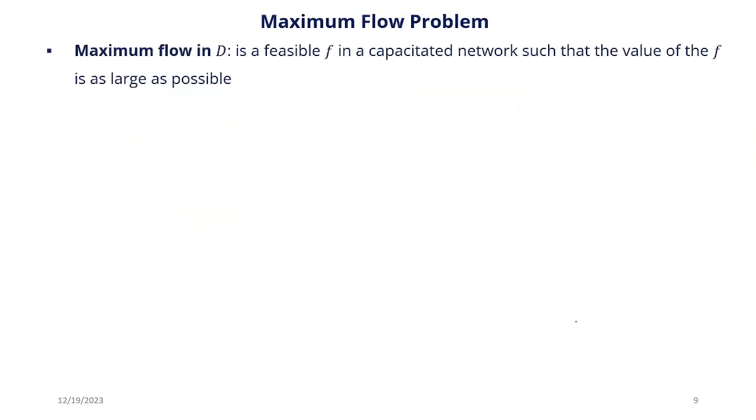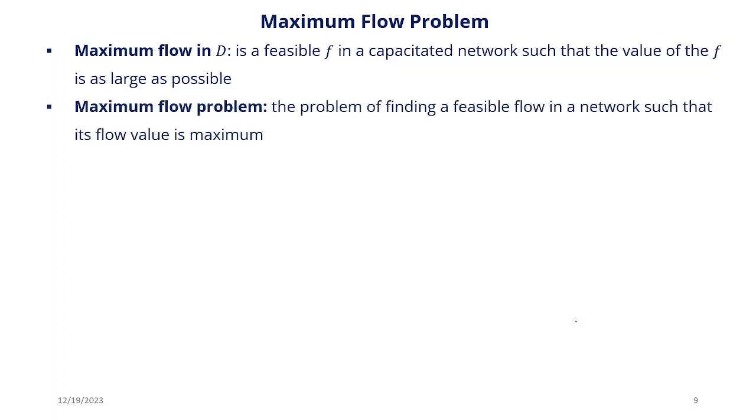Now let's look at the maximum flow problem. First, what is the maximum flow? It is a feasible flow F in a capacitated network such that the value of the flow is as large as possible. That's the maximum flow. And the maximum flow problem is the problem of finding that feasible flow such that its flow is maximum.